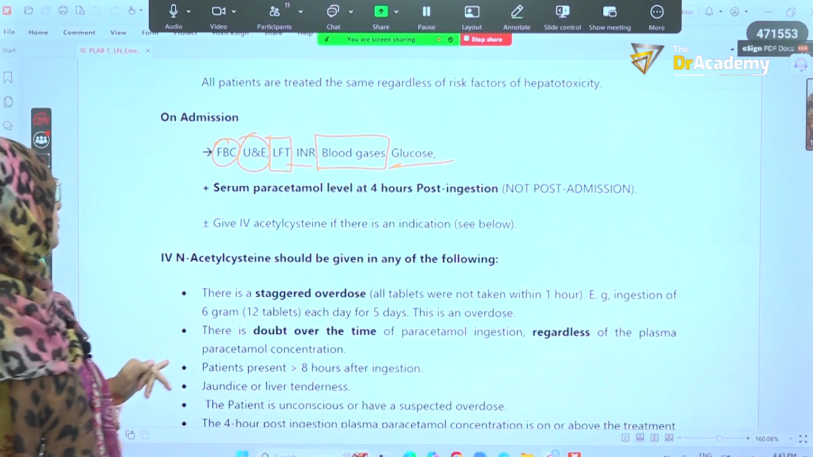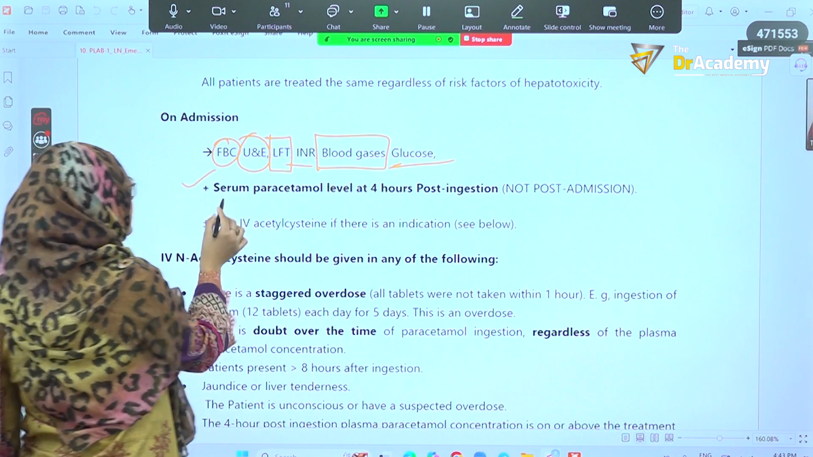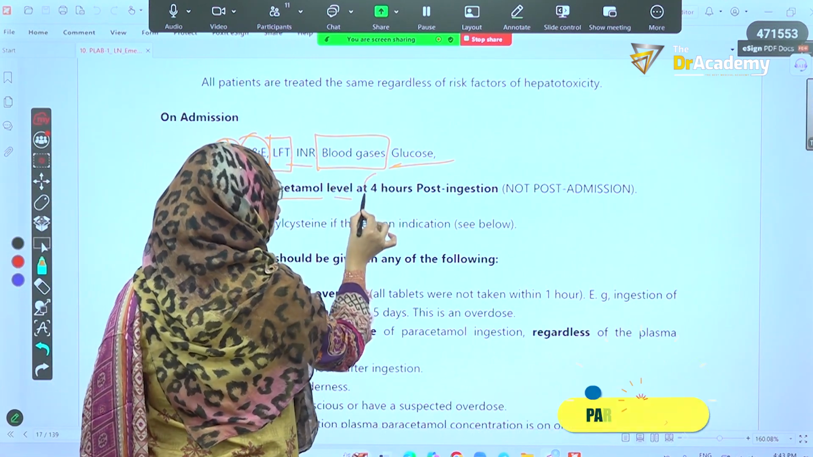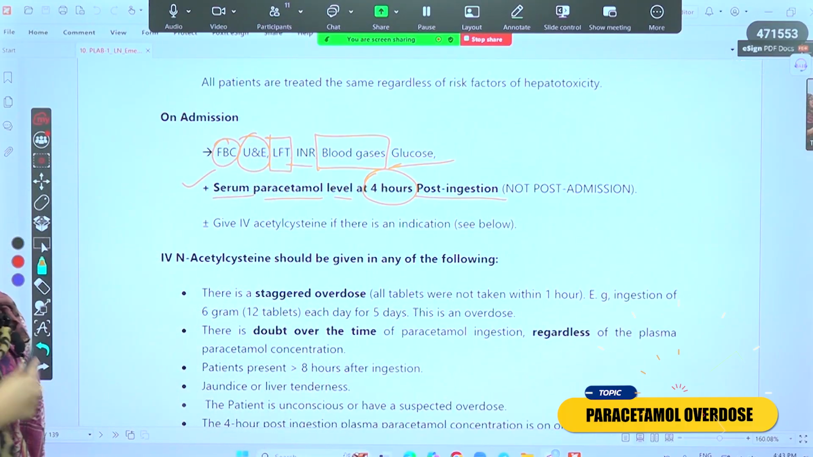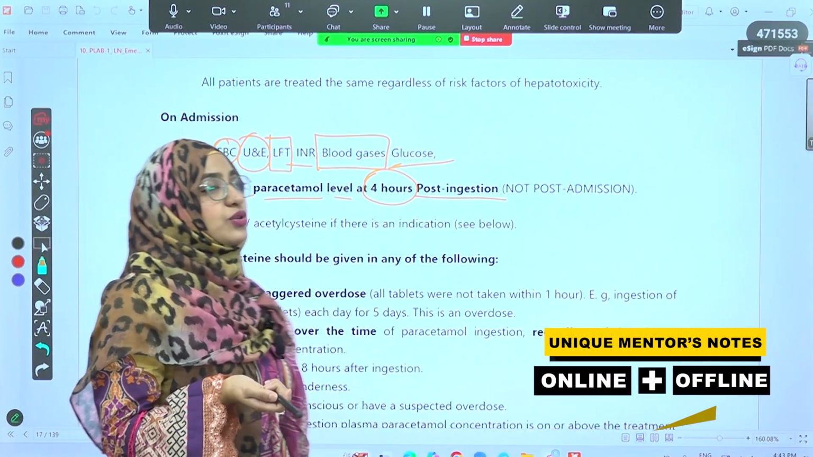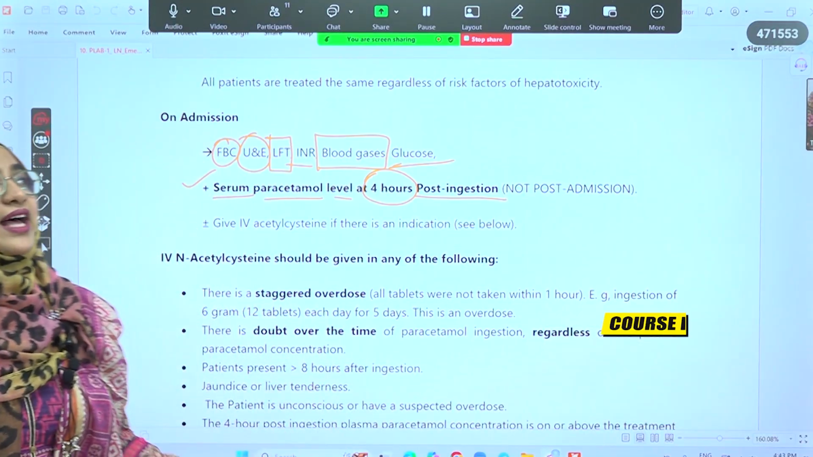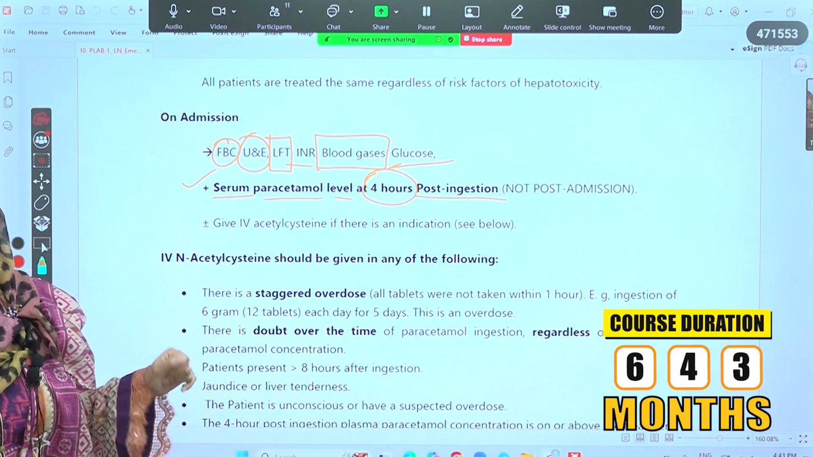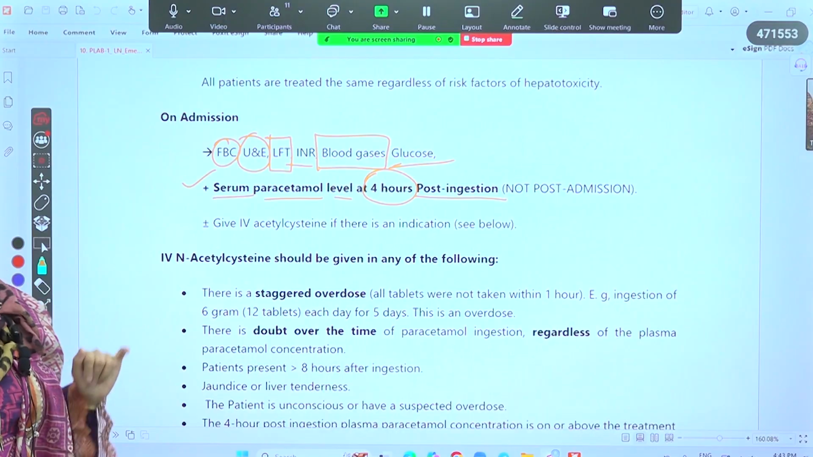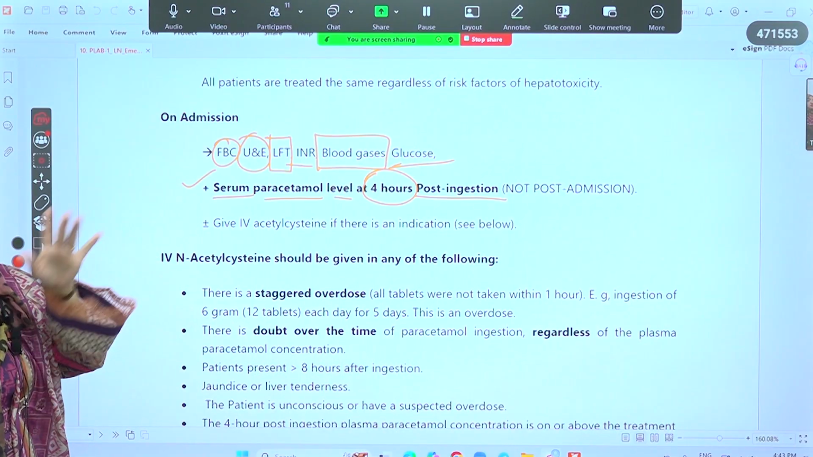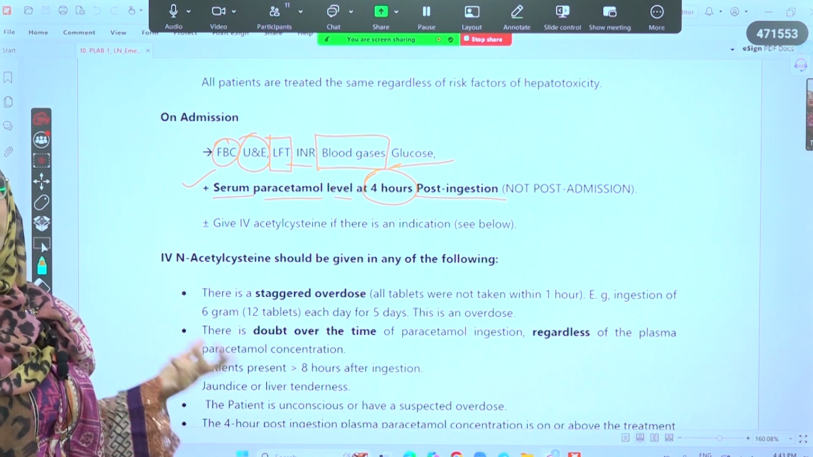Okay? Plus, the most important one is serum paracetamol level at 4 hours post ingestion, not post admission. That means a patient has taken paracetamol at 12 p.m. and has come to you at 3 p.m. Okay? So, you will do this serum paracetamol level at 4 p.m. That means 4 hours post ingestion, 12 to 4. At 4 hours after ingestion, we will take the sample and check the paracetamol level.